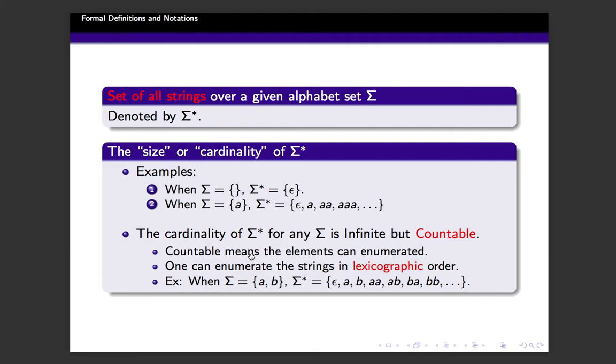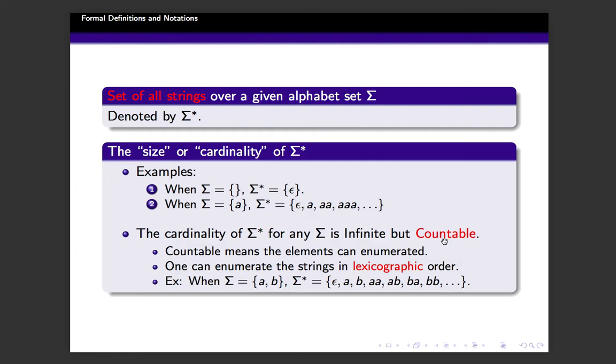That is, if we can list the elements in some order, the first one is the first element, the second one is the second element, etc. Okay, if that is the case, then that set is called countable. And why is it that sigma star is countable? You can enumerate or list the elements in lexicographic order.